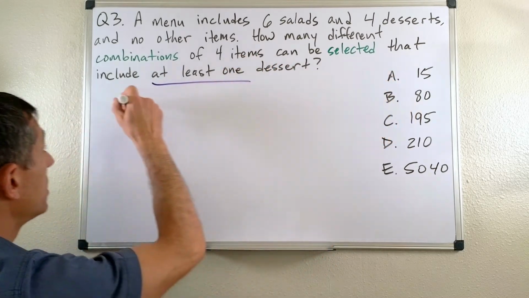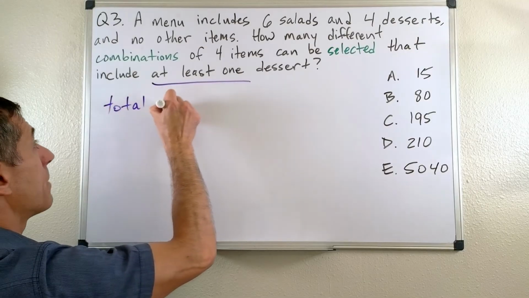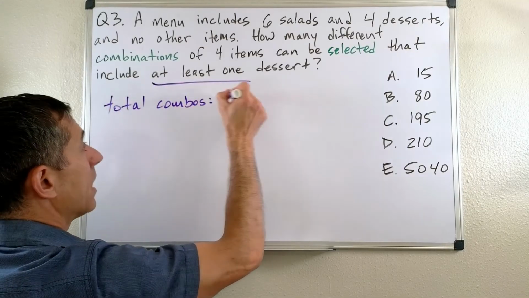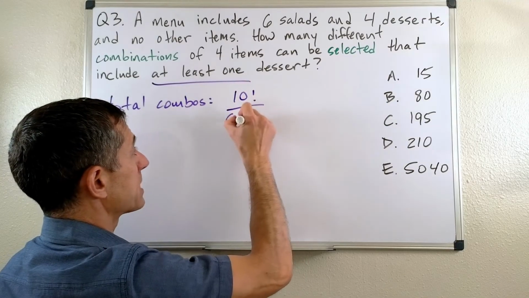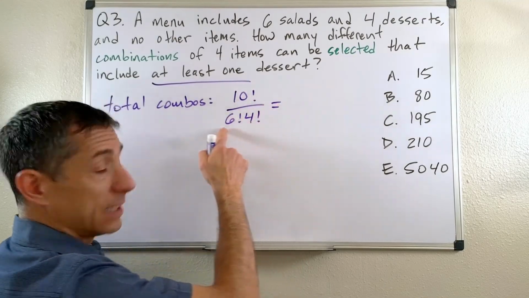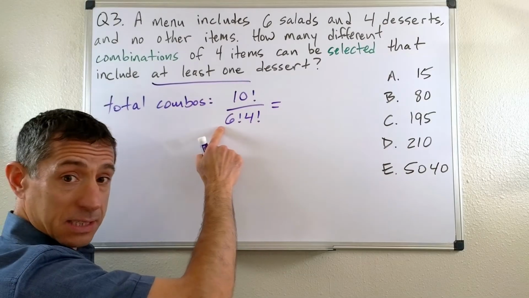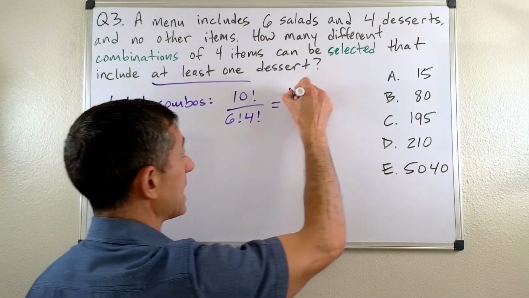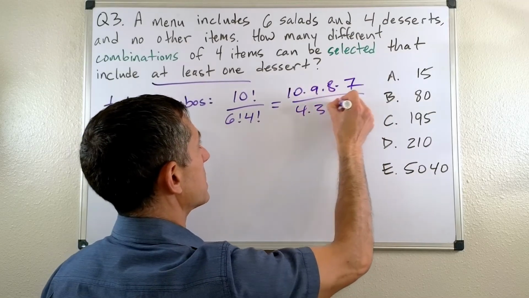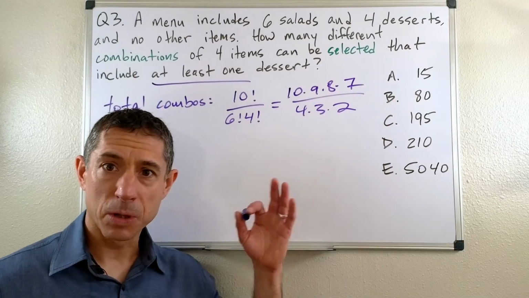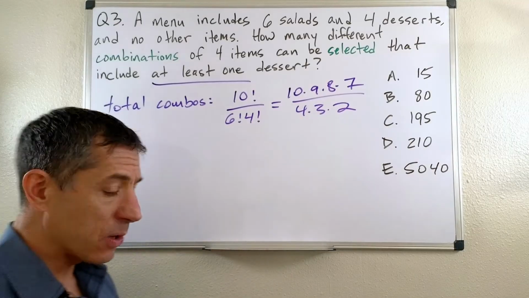Let's start there. So total combinations, all right, 10 items. I'm going to choose 4 of them. So 10 factorial over 6 factorial, 4 factorial. Again, little trick here. I'm going to slice off everything from 6 downward. I've got 10 times 9 times 8 times 7 over 4 times 3 times 2. Again, I'm not going to multiply all this out yet. Going to see what I can cancel out.